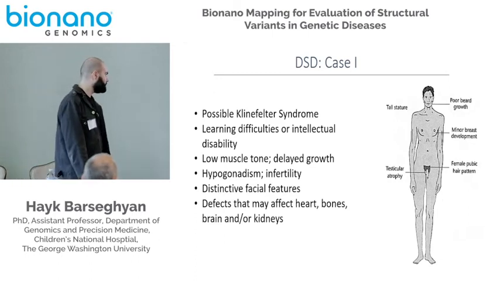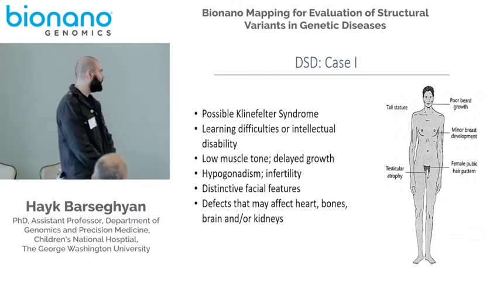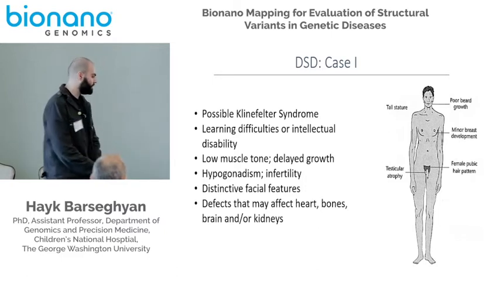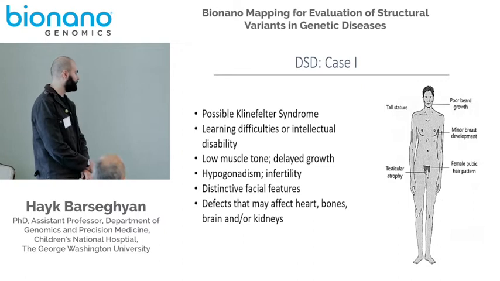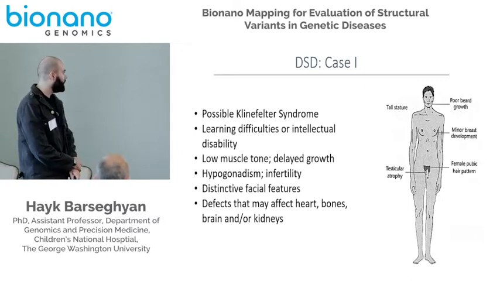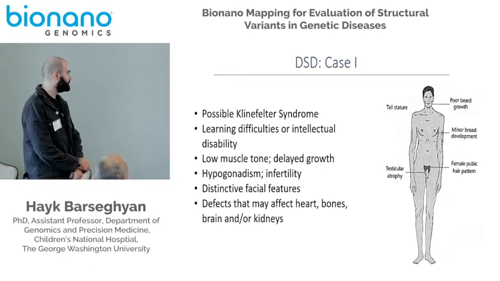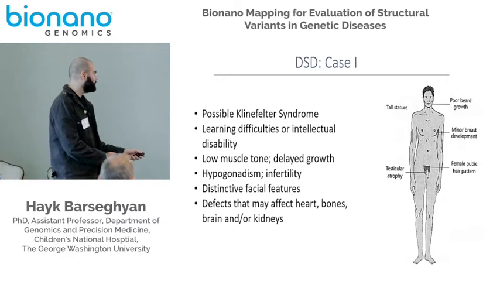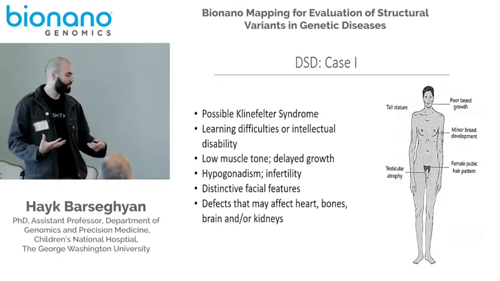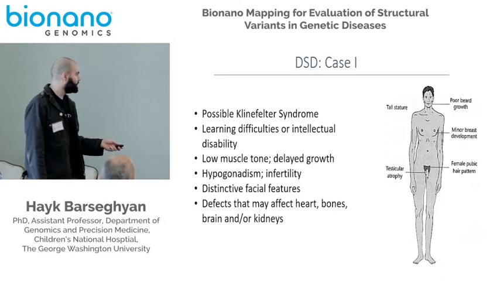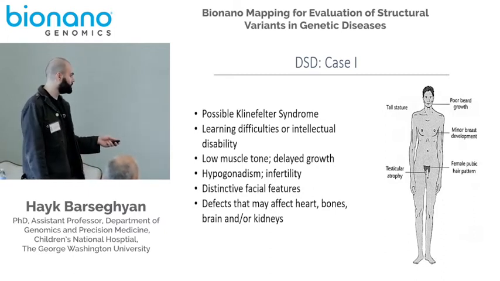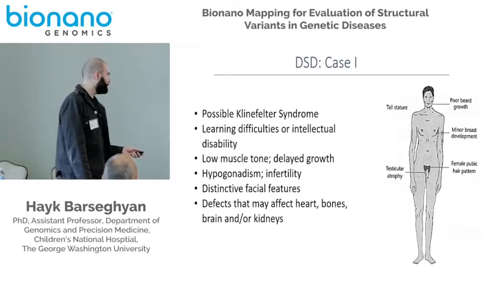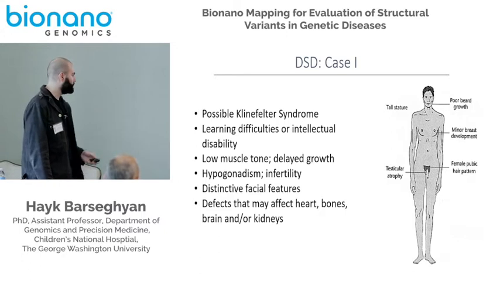So this case presented in clinic as a possible Klinefelter syndrome, which is a 47XXY case. The phenotypic appearance is usually a male looking phenotype. These individuals usually have learning difficulties and intellectual disability with some variation. Low muscle tone, female-like fat distribution, hypogonadism. Mostly, some individuals have infertility, but it's still possible to have children with IVF. And some defects may affect the heart and bones.